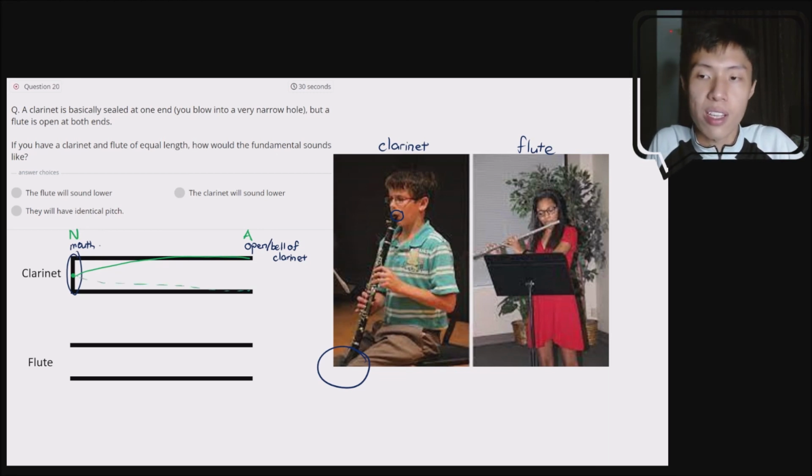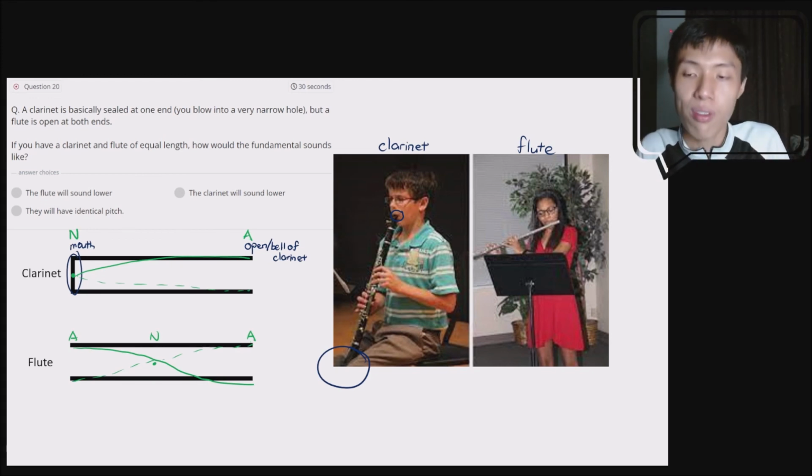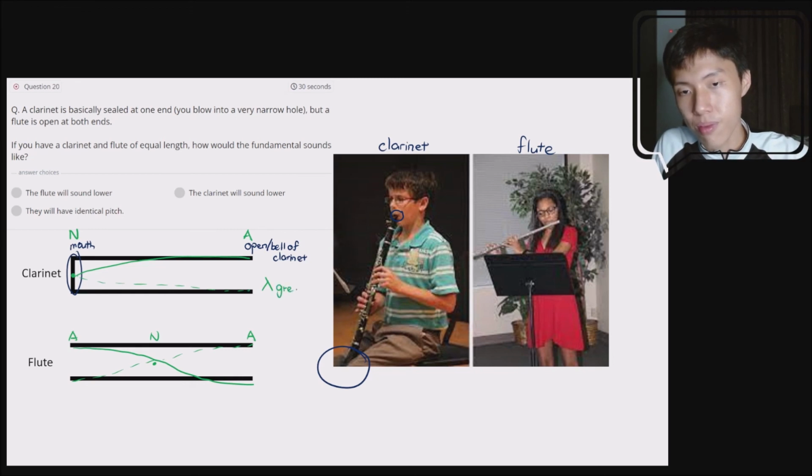Okay, so this is the fundamental for a clarinet. For a flute, you know that both ends are antinodes. So in the center, there must be a node. So if you put the center over here, then it will be like this. Okay, sorry, my drawing is getting poorer and poorer. So this is how the flute looks like, how the standing wave in the flute looks like for the fundamental tone. Okay, so you can definitely see that this one has a greater wavelength. This one has a shorter wavelength.